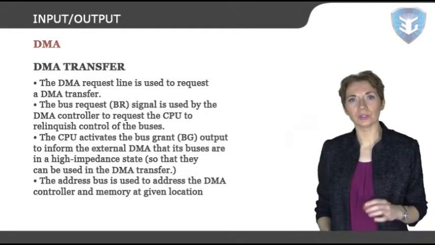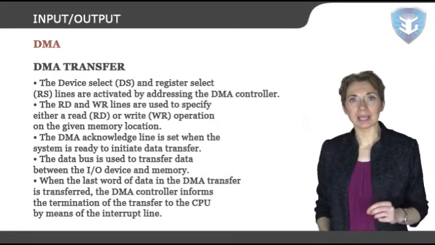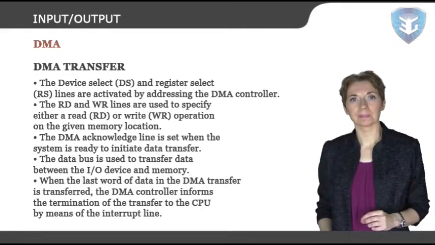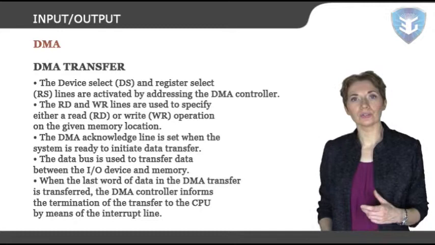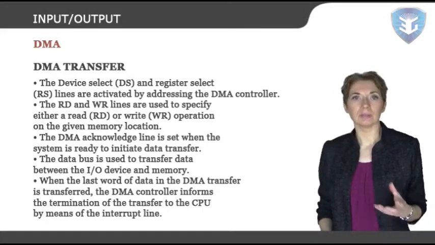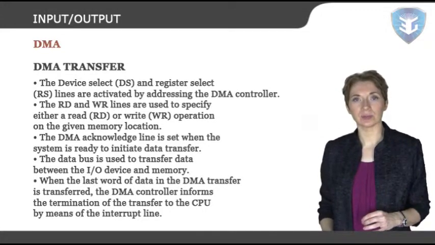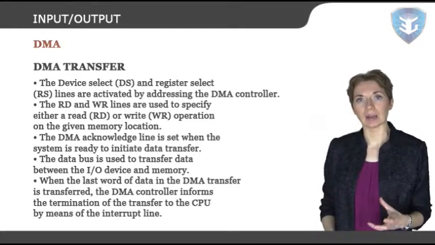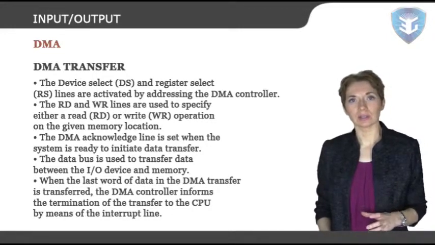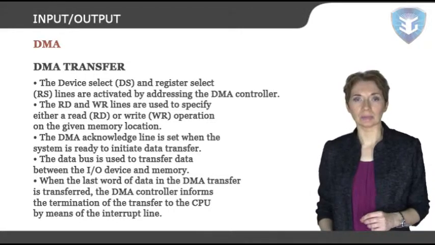The address bus is used to address the DMA controller and memory at a given location. The device select, or DS, and register select, or RS, lines are activated by addressing the DMA controller. The RD and WR lines are used to specify either a read (RD) or write (WR) operation on the given memory location. The DMA acknowledge line is set when the system is ready to initiate data transfer. The data bus is used to transfer data between the I/O device and memory. When the last word of data in the DMA transfer is transferred, the DMA controller informs the CPU of the termination of the transfer by means of the interrupt line.